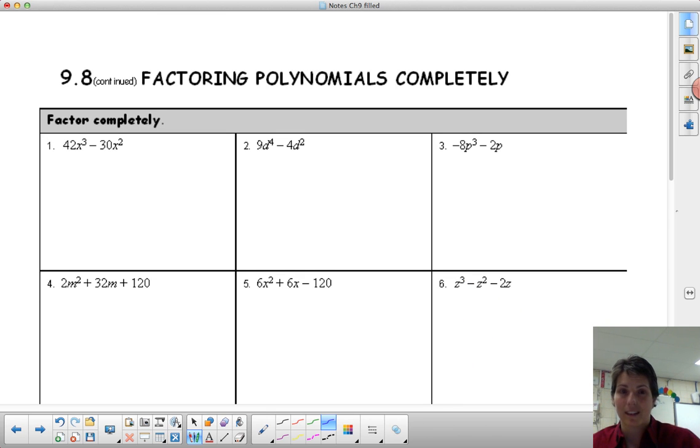Now the second piece of section 9.8 is about factoring polynomials completely. I'm going to put up a separate video for that one, so go ahead and tune back.